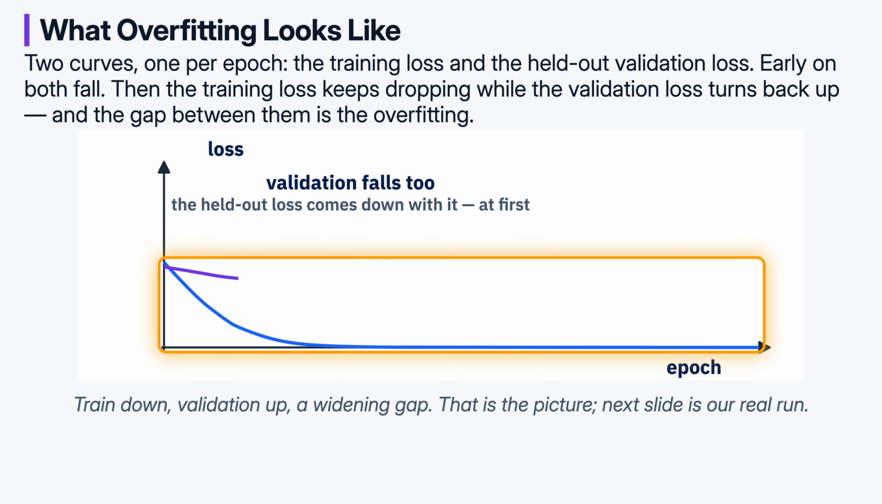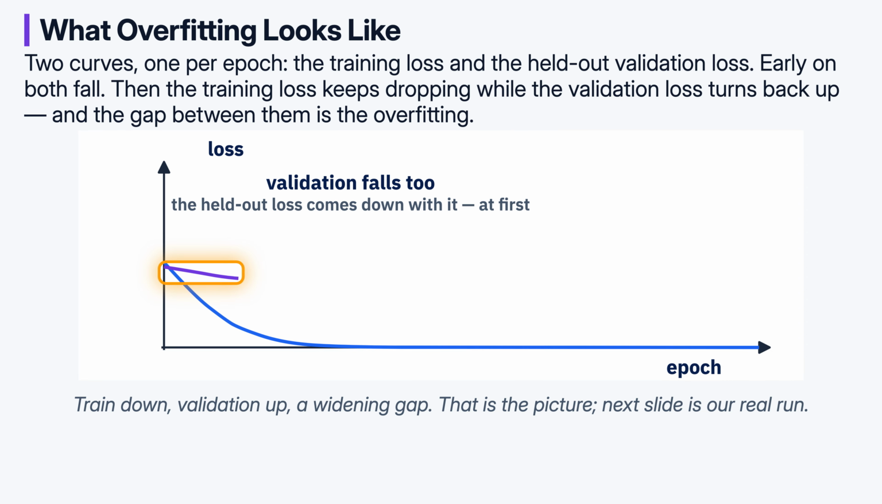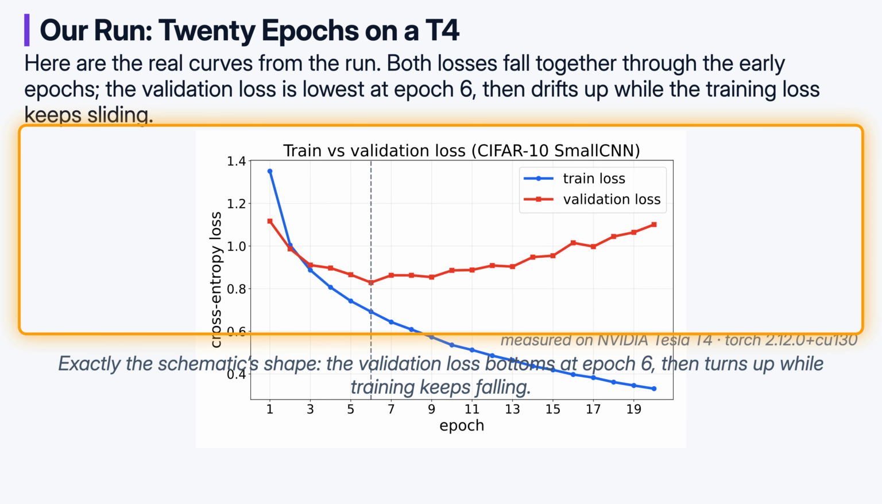This is the shape to expect. The training loss falls smoothly. The model keeps getting better on the images it trains on. The validation loss falls with it at first, then bottoms out and turns back up. The space that opens between the 2 curves is the overfitting. Notice there is no epoch number on this sketch. It is just the shape. The real numbers come next.